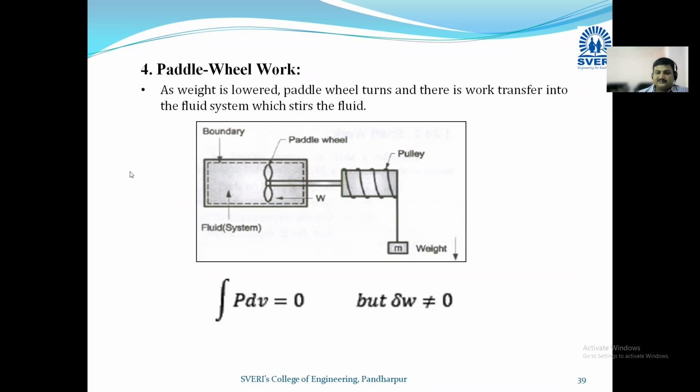Now see, a thread is tied to this paddle wheel, and the end of the thread is given to a weight. Here weight is provided, and when you are lowering the weight, then this particular pulley will rotate. If you pull it down, the pulley will rotate, and when the pulley rotates, the shaft will rotate. And when the shaft rotates, the paddle will also rotate inside it.